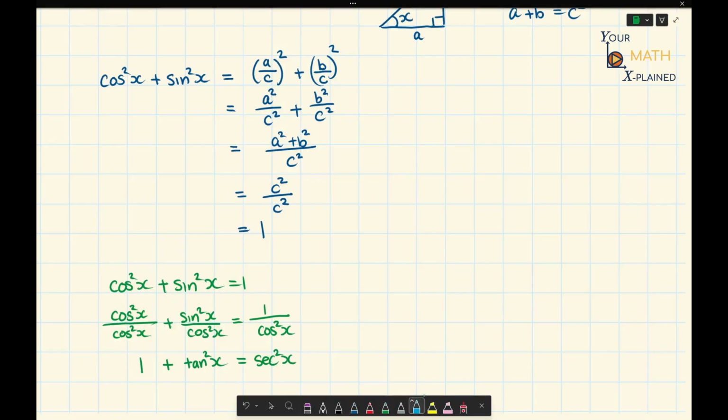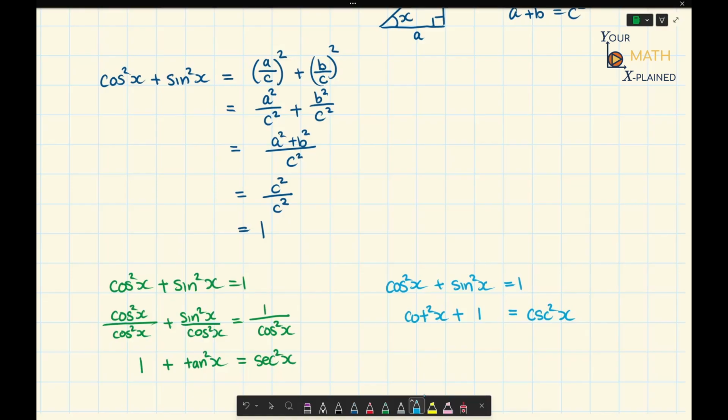The third identity is going to be very similar. So we start with our cos squared x plus sine squared x is equal to 1. But this time, we're going to divide both sides of this equation by sine squared x. So that means on the left side, we get cos squared x over sine squared x. So that is cotangent squared x. Plus, and then we're going to have sine squared x over sine squared x. So that'll be 1. And then the right-hand side is going to be 1 over sine squared x, and that is just cosecant squared x. And now we have proven all three identities.